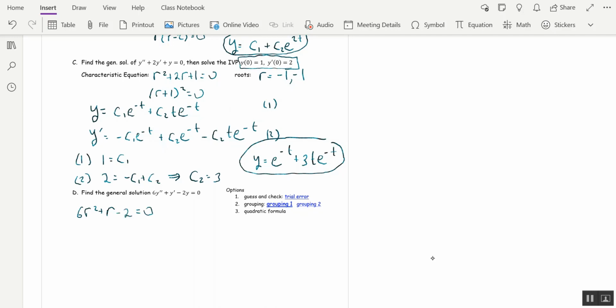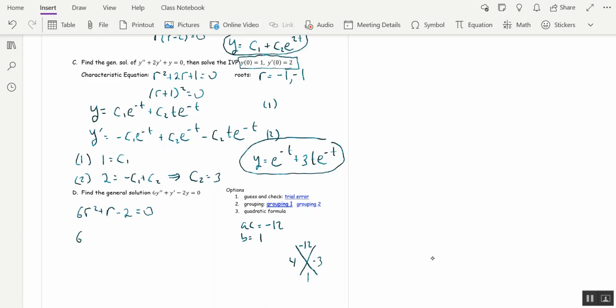Okay, next one, our characteristic equation is 6r squared plus r minus 2 equals 0. All right, we can factor that a number of ways. We can guess and check, use quadratic formula, or do factoring by grouping. I've got some videos here if you want to review those techniques. I'm going to do grouping. So in this case, my AC, coefficients of r squared and the constant coefficient, AC is negative 12, B is 1. I'm looking for two numbers whose product is negative 12 and whose sum is 1. So that would be 4 and negative 3.